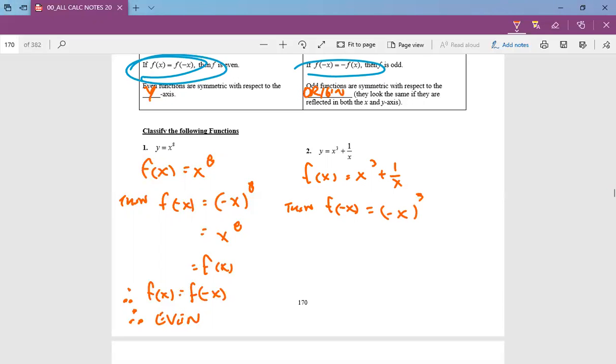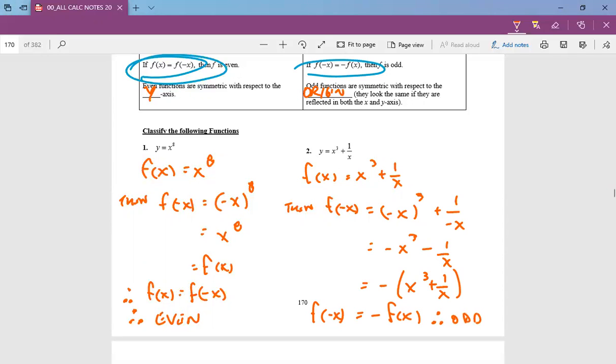Negative x cubed plus 1 over negative x, which is equal to the negative of x cubed minus 1 over x. And if I common factor out negative 1, this becomes negative of x cubed plus 1 over x. But that thing in the brackets is just f of x. So on the left side, we have f of negative x. On the right side, we have the negative of f of x. So therefore, this is what is called an odd function.